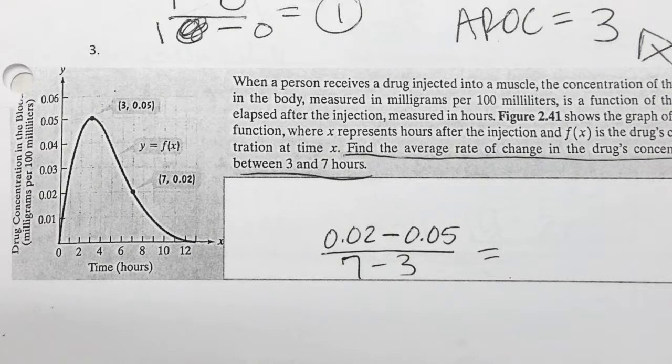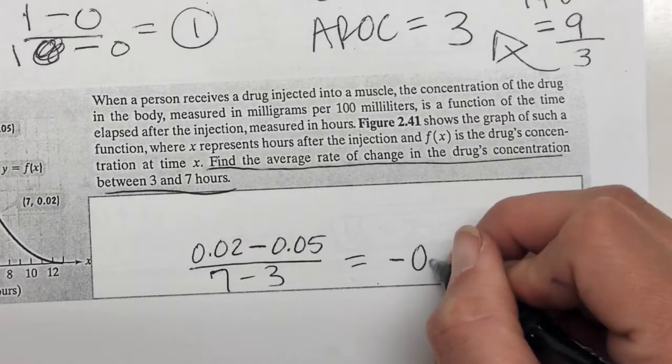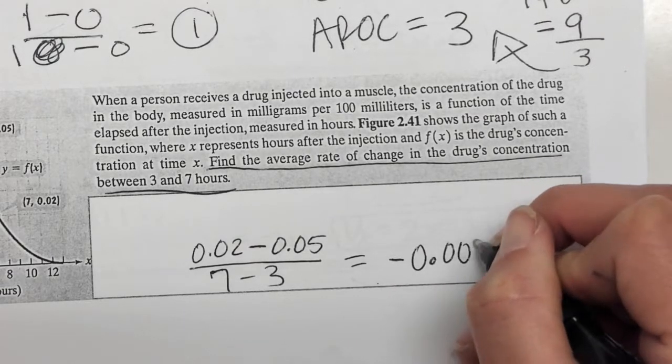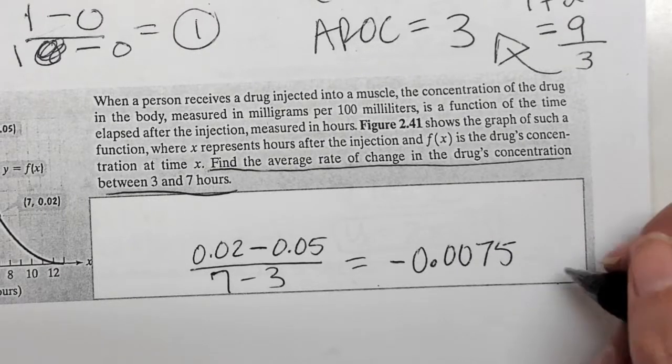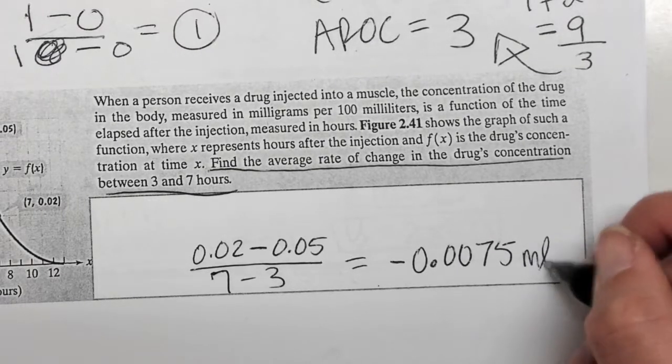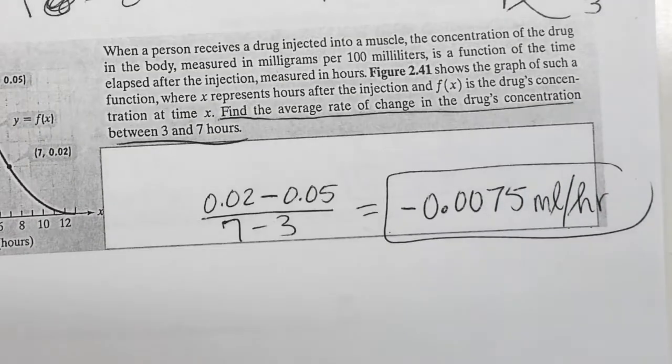All right, Miles, what'd you get? 0.0075. Good, milliliters per hour. Very good. Did everybody get this? Yes.